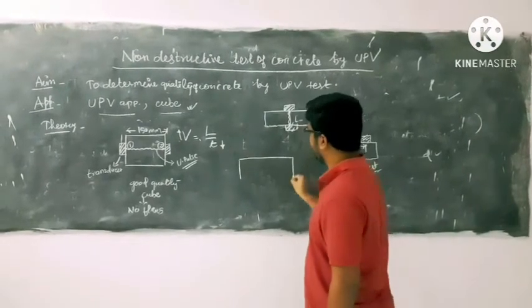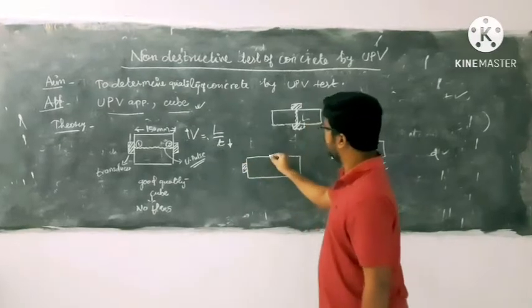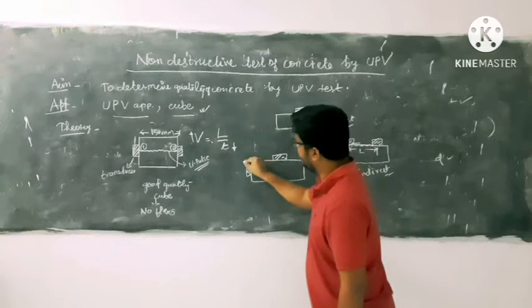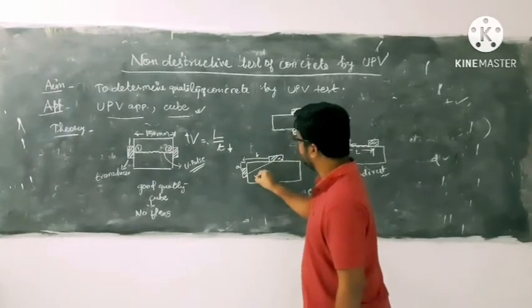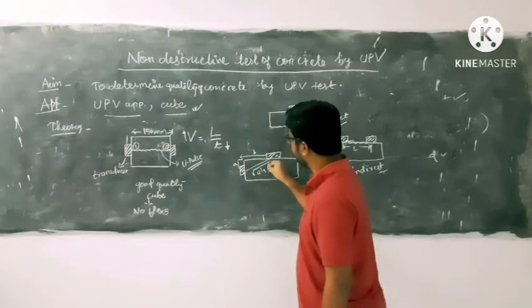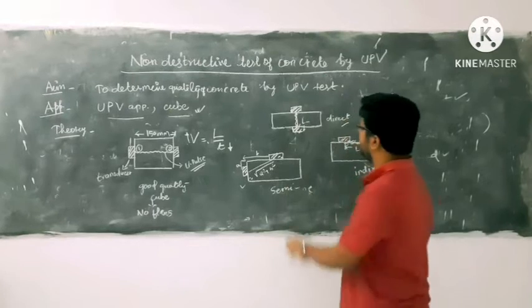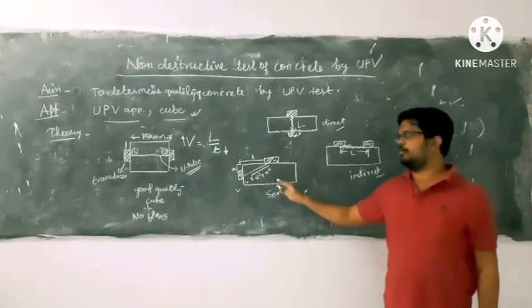I can show you here. Suppose we put one transducer here, another one is here. So how to find out the length? Suppose this is A, this is B. So our L is square root of A square plus B square. This is called the semi-direct method. So one is direct transmission, one is indirect transmission, and one is semi-direct transmission.